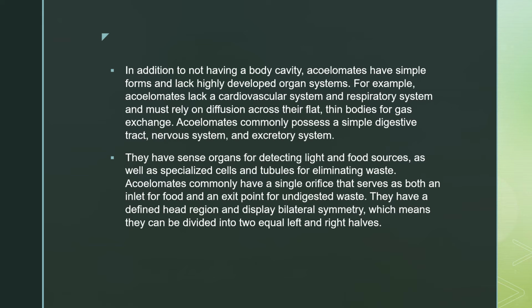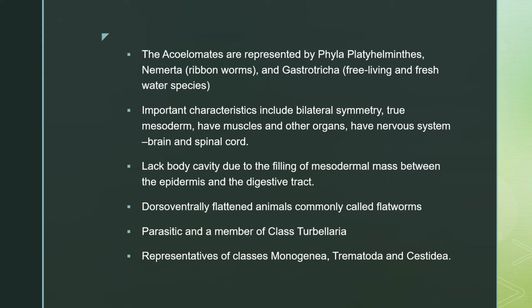Acoelomates commonly have a single orifice that serves as both an inlet for food and an exit point for undigested waste. They have a defined head region and display bilateral symmetry, which means they can be divided into two equal left and right halves. The acoelomates are represented by phyla Platyhelminths, Nemertea or ribbon worms, and Gastrotricha or free-living and freshwater species.